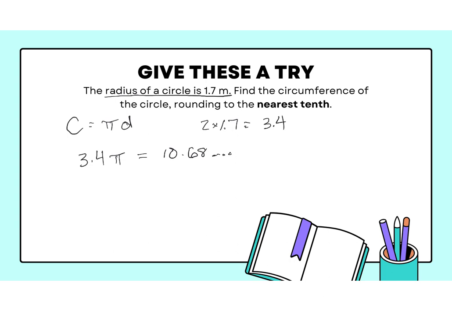And I'm going to round to the nearest tenth, which is this spot right here. So I look at the 8. That tells me I need to round up. So this 6 becomes a 7, and my final answer would be 10.7 meters.